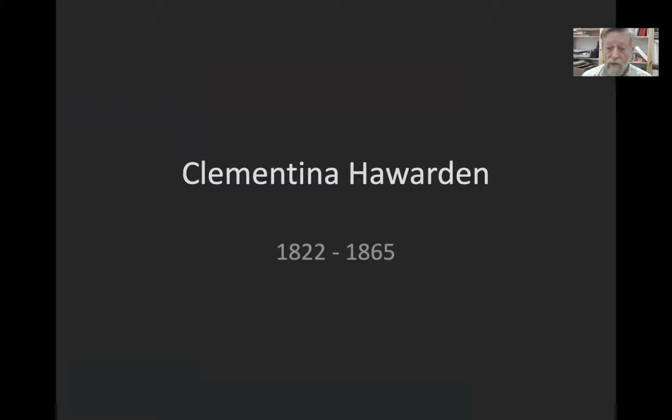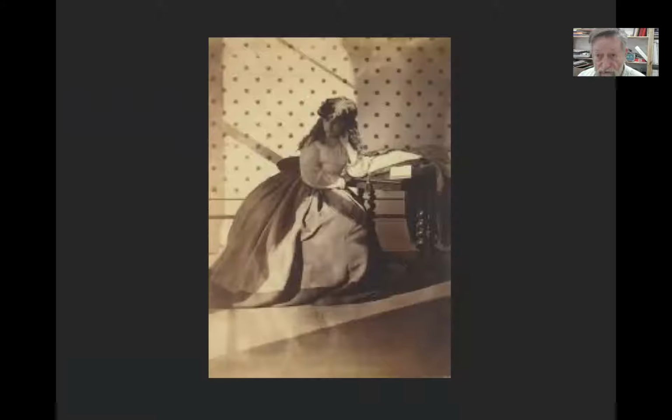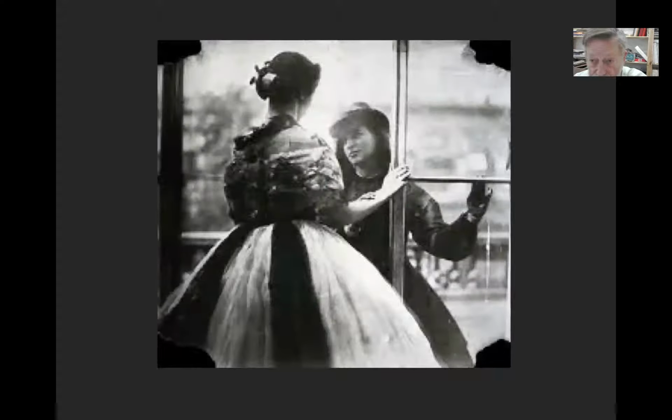Lady Clementina Hardwarden, she is on your list. She had 5 daughters, which she photographed a great deal. She would often pull almost most of the furniture out of the room so that there were no actual distractions and you could just look right at the subject matter. This is one of her daughters writing. 2 of her daughters at a window next to the balcony speaking.